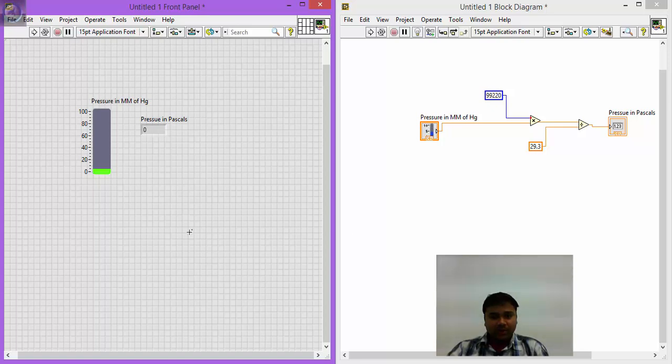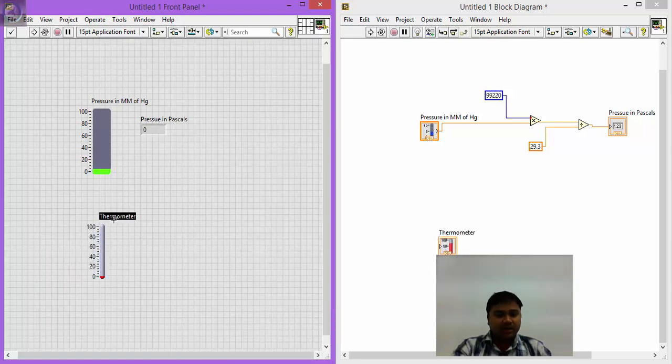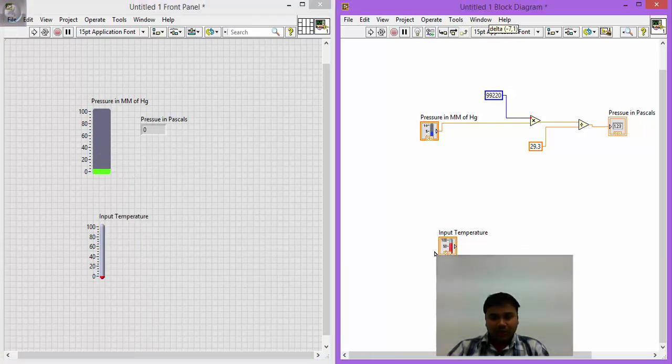So the input temperature: go to right click, numeric, go to thermometer, and rename this as input temperature. Input temperature possibly may be 0 to 100. I have taken that. Input temperature you should change to control. This input temperature, in degree centigrade, you should convert into Kelvin.